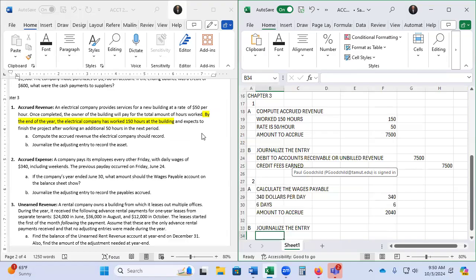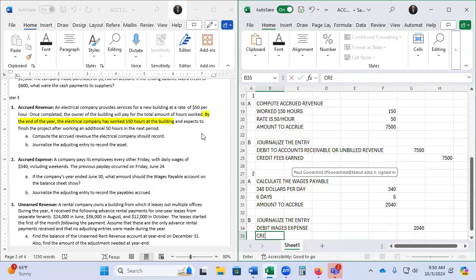Journalize the entry. And so we're going to have a debit to wages expense for 2,040 and a credit to wages payable for 2,040.